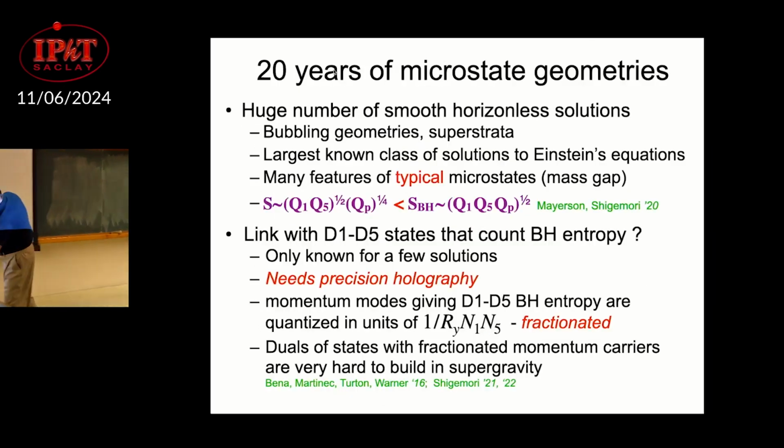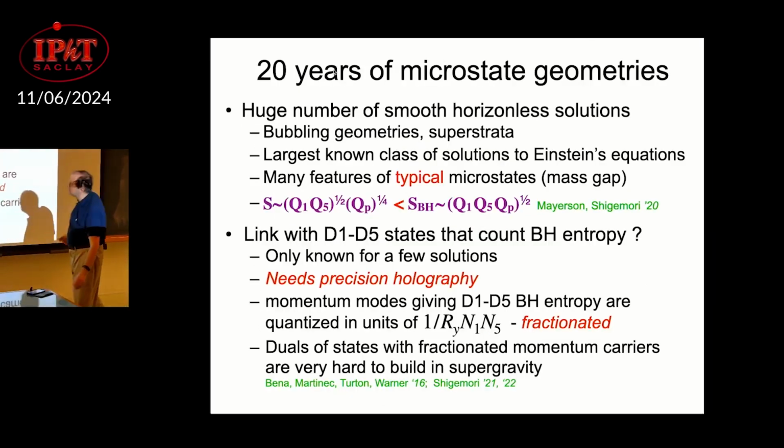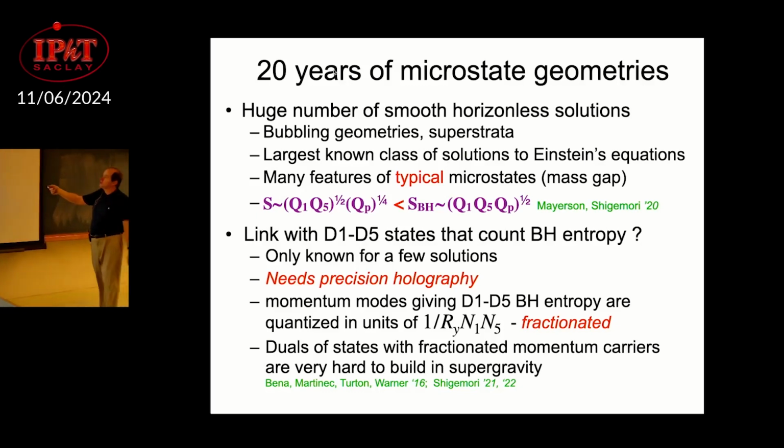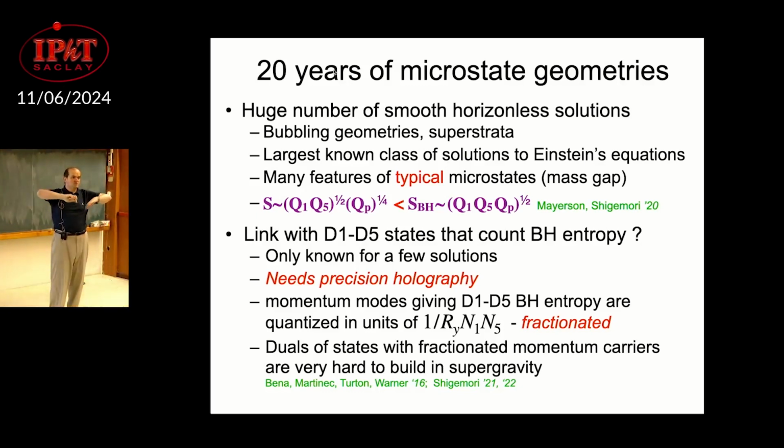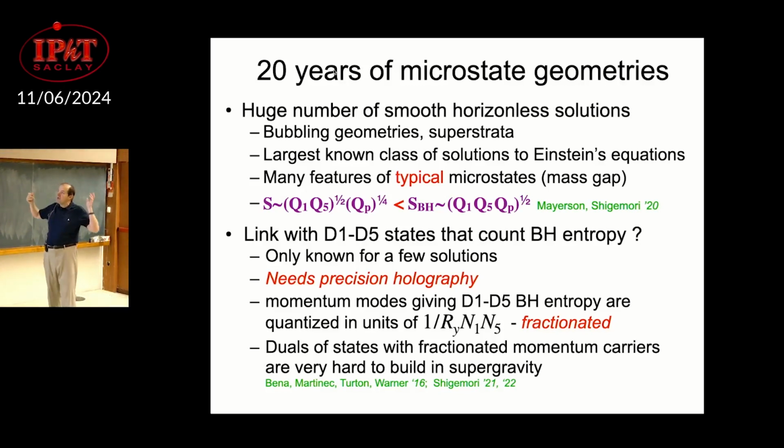So okay, great. We have all these 20 years of microstate geometries. We have a nice, beautiful, huge amount of solutions. Bubbling geometries, superstrata, the largest class of solutions to the Einstein equations. Fireworks and happy stuff. But they have many features of typical microstates.